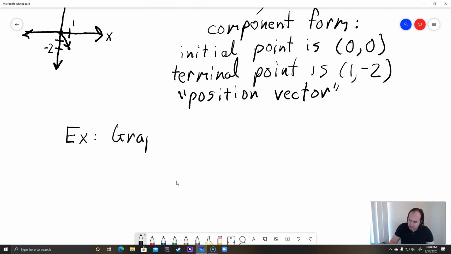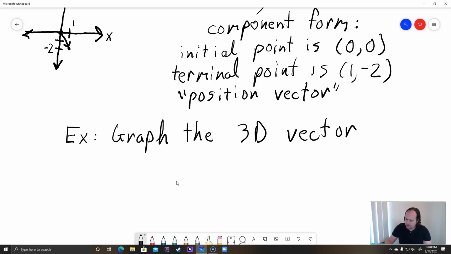Graph the three-dimensional vector. Here I'm just going to write 3D as an abbreviation for three-dimensional. So we want to graph the 3D vector, and I'm going to call this vector u. We're going to write this as a component vector, so I write angle braces here. That's what those are called. And then I'll pick some numbers. So let's do 1 comma 2 comma negative 1.